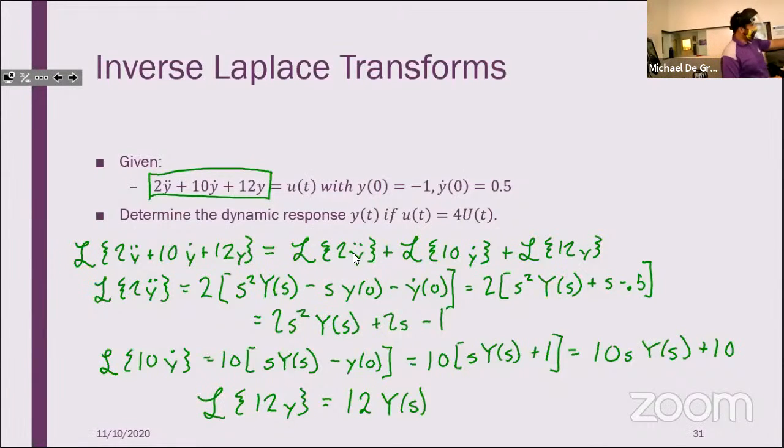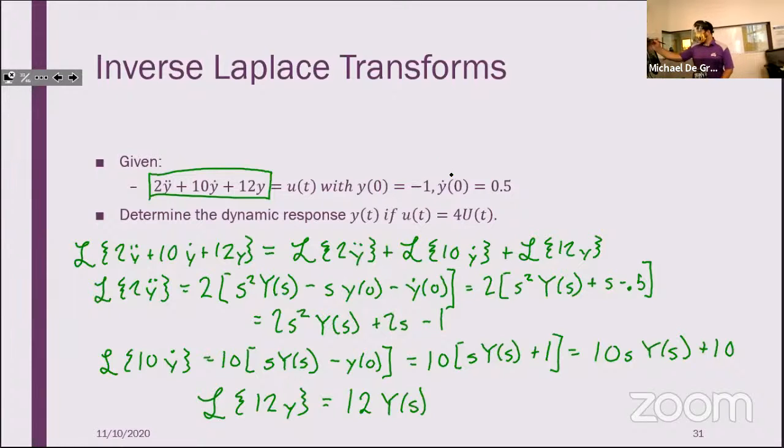Isn't 12 a constant? Yes, it is, but I'm multiplying it by y of s, right? We don't know what y of t is. So we're going to leave it in its most general form and just say that the Laplace transform of y of t is equal to y of s. We are going to solve for y, okay?